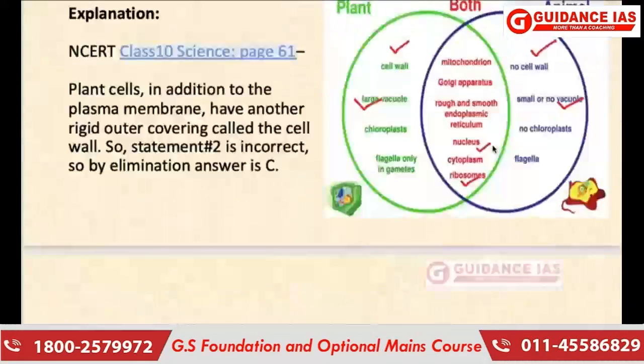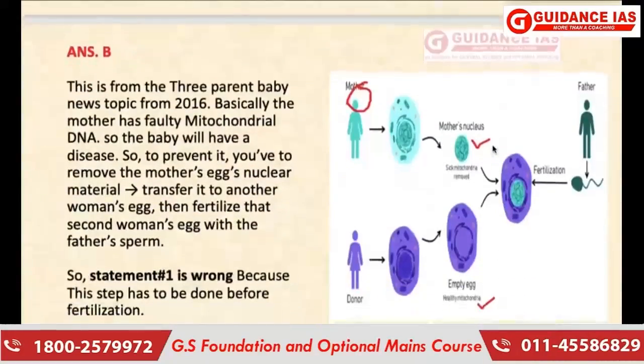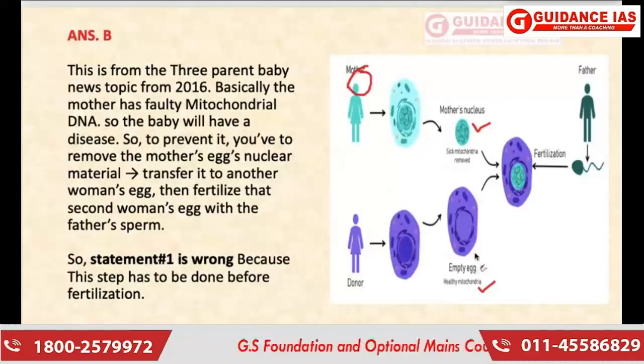First of all, let me take you to that diagram only so that you'll be able to connect in a better way. Okay, so this was the diagram, this was the MRT technology. So there are basically two technologies through which we can achieve this entire thing. The first is the maternal spindle transfer and second is the pro-nuclear transfer. You don't have to go into the details of these technologies, but you should know a little bit just to have this clarity in your mind.